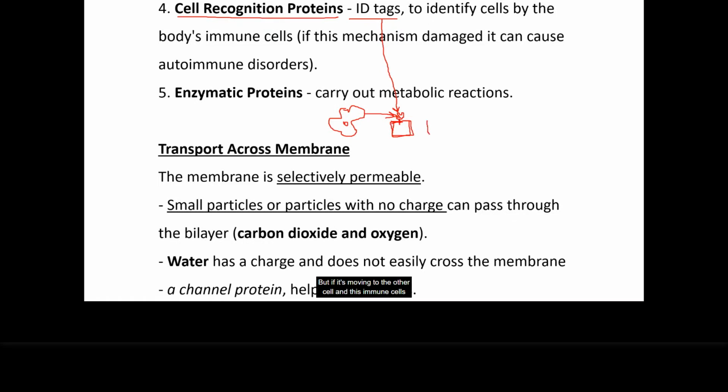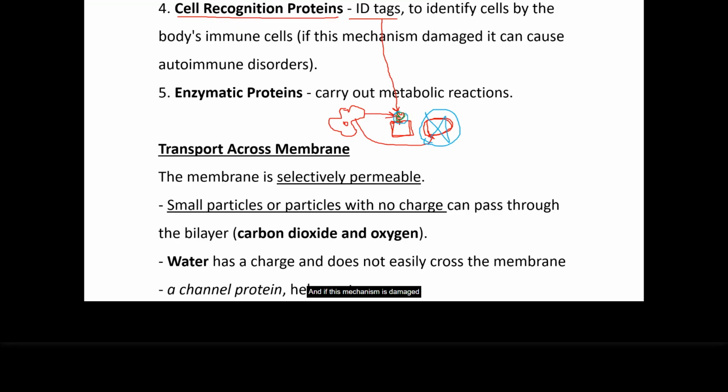But if the immune cell moves to another cell and does not find on the surface this specialized ID tag protein embedded, if it's not present in these cells, it means that now this immune cell will surround and destroy it, because it recognized it's not our body cell. Maybe it's a microorganism penetrating here. So this cell recognition protein on the surface of the membrane is very important.